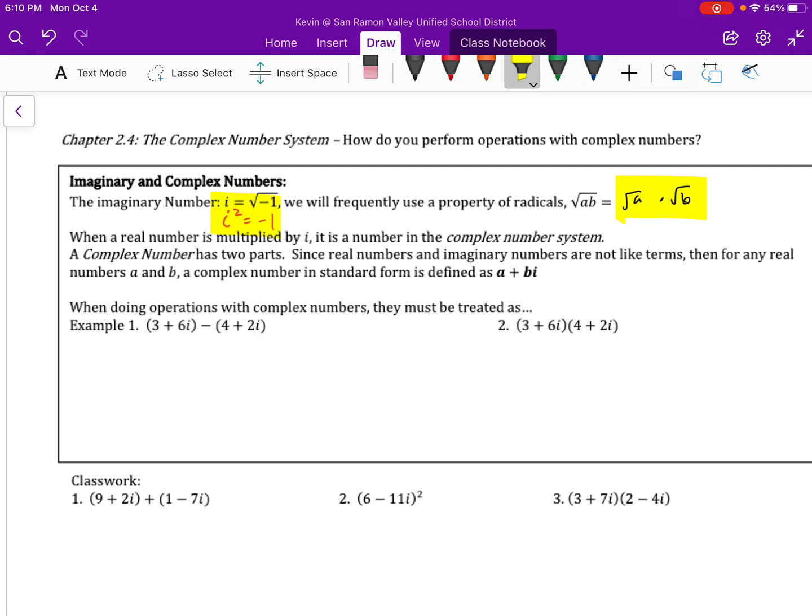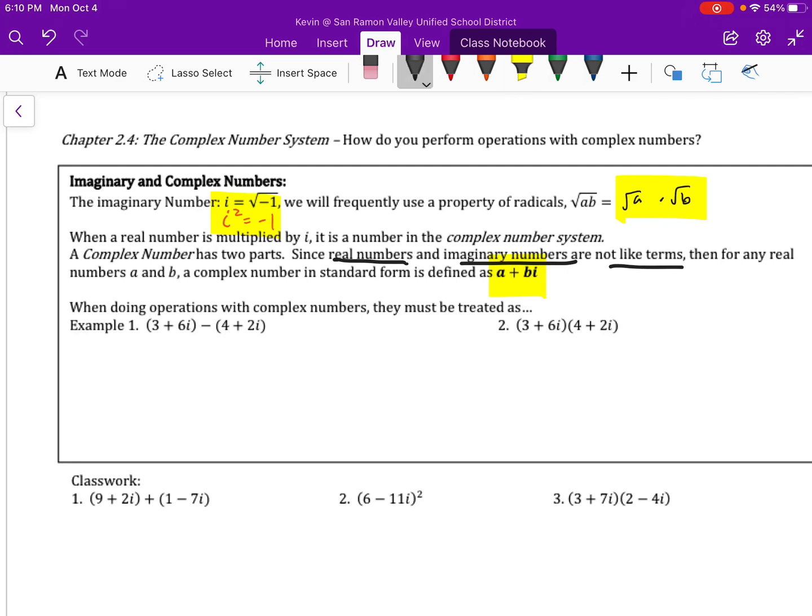Real numbers multiplied by i, that means that it's part of the complex number system. Complex numbers have two parts, the real number and imaginary numbers. They are not like terms. Then for any real numbers a and b, a complex number in standard form is defined as a plus bi.